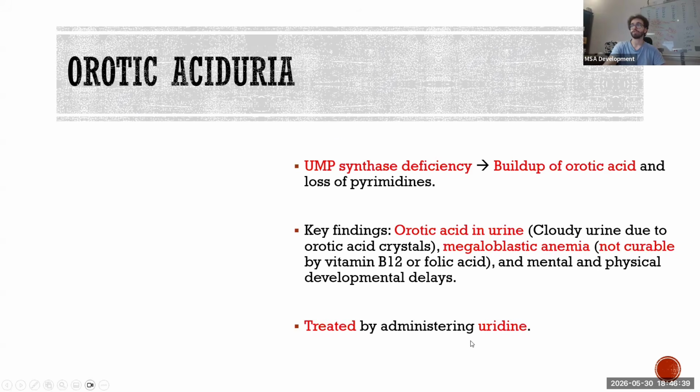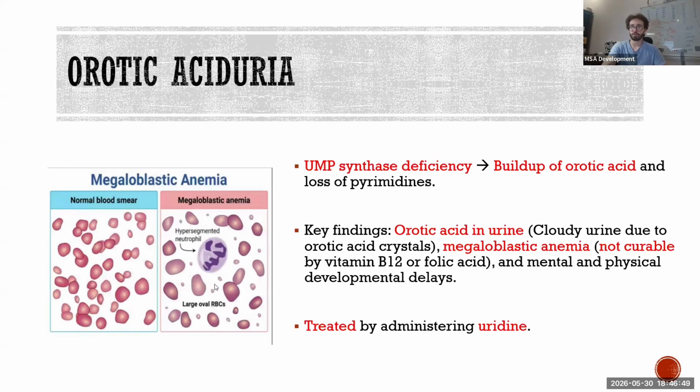How is it treated? By giving uridine. This came in a question once. Please memorize it. Orotic aciduria means we can't create uridine ourselves, so we just give the patient the uridine. Of course, this is megaloblastic anemia.